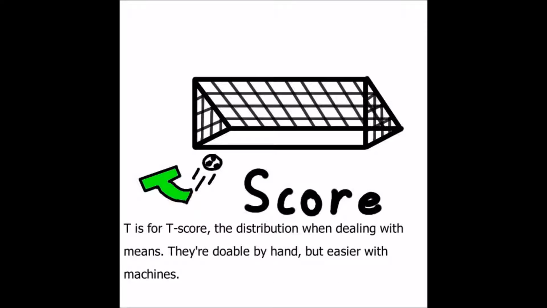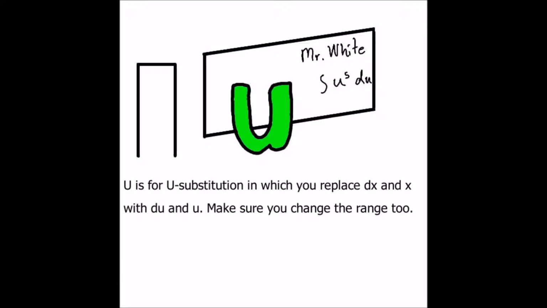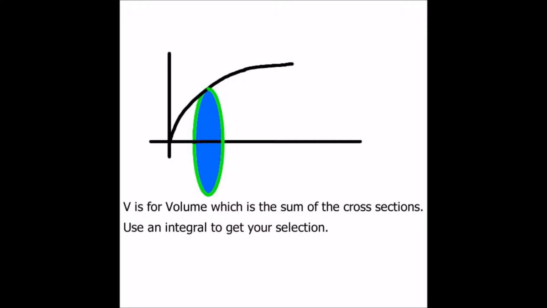T is for t-score, the distribution when dealing with means. They're doable by hand, but easier with machines. U is for u substitution, in which you replace dx and x with du and u. Make sure you change the range too.